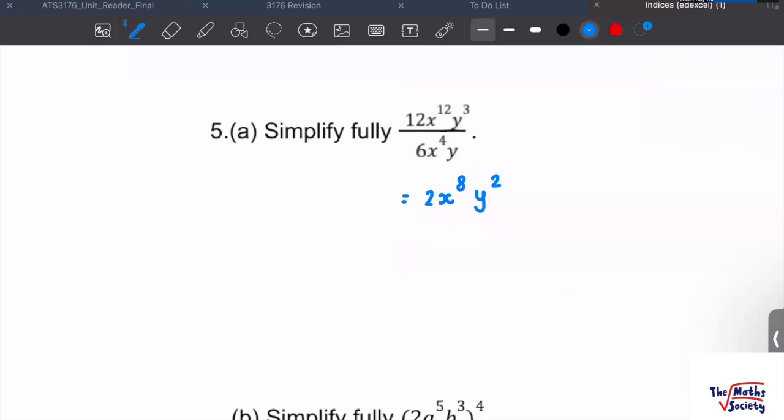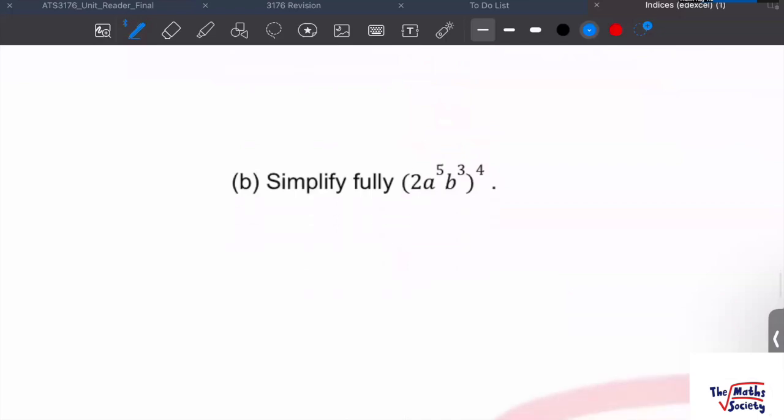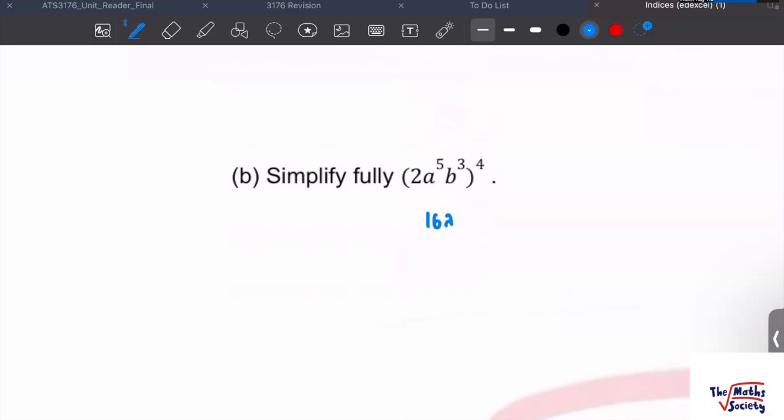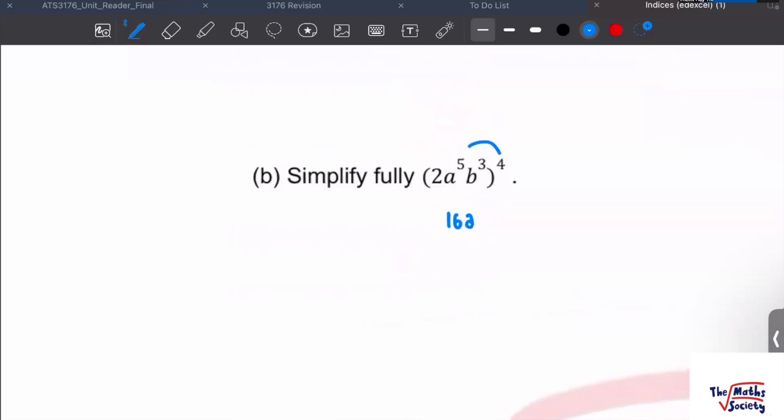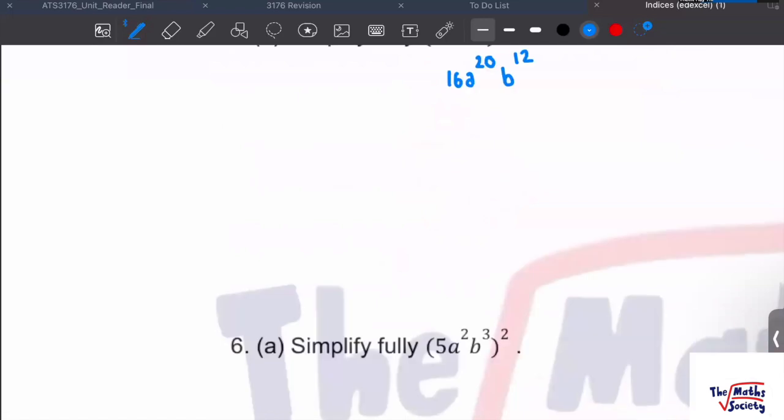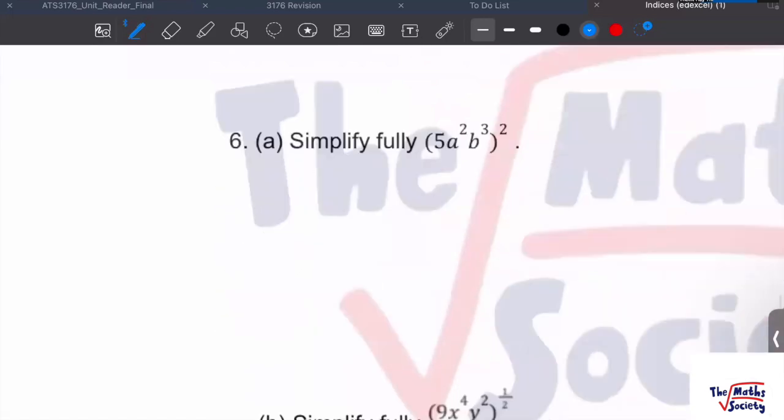And then number B, it says to simplify fully 2a power 5, b power 3, the whole power 4. 2 power 4 is 16. When it's in the bracket, we know that we need to multiply. So 5 times 4 is 20, and b as well, 3 times 4 is 12. So that's a power 20 and b power 12. And this is also the same. 5 squared is 25. A power, you multiply 4, b power 6.